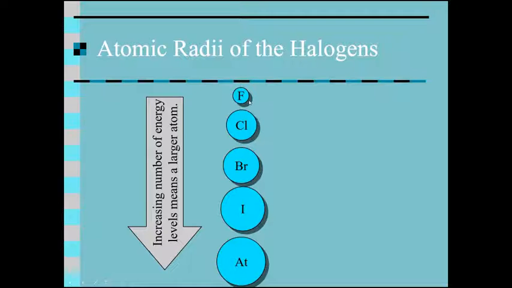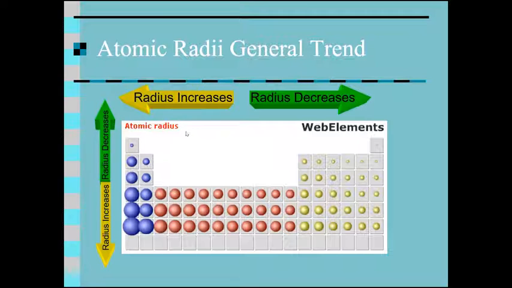Increasing the number of energy levels means a larger atom. Therefore, along the periodic table, we can say downward in a group atomic radius increases and upward in a group atomic radius decreases. And if we move from left to right, radius decreases, and if we move from right to left, then radius increases. So sodium and carbon are in the same period, and sodium is on the left side and carbon is on the right side.